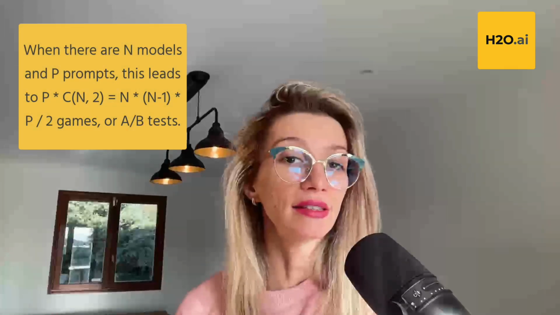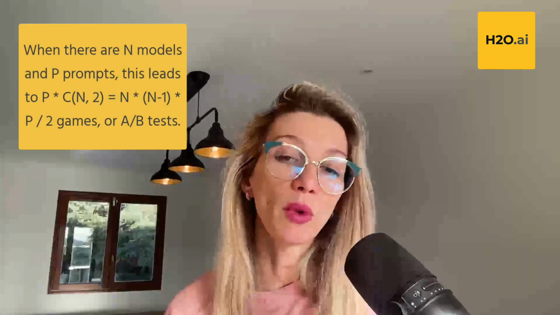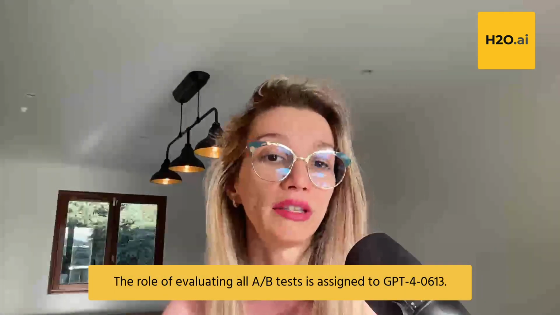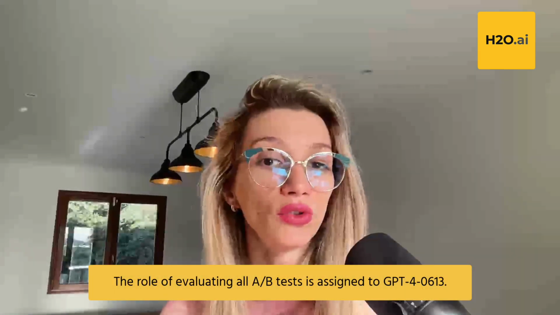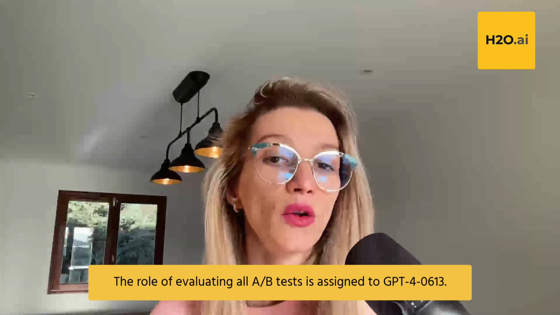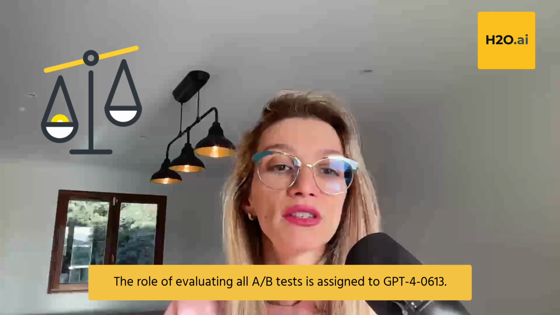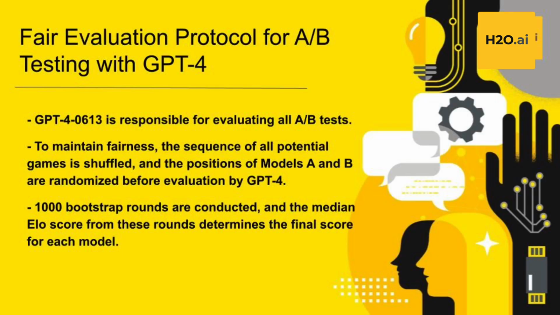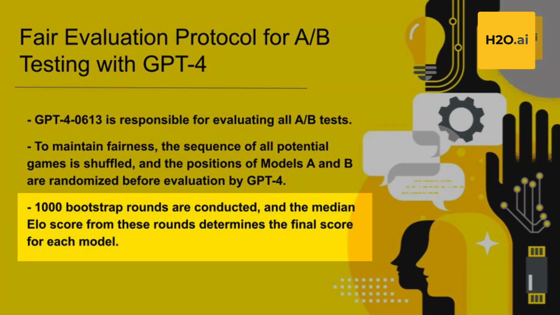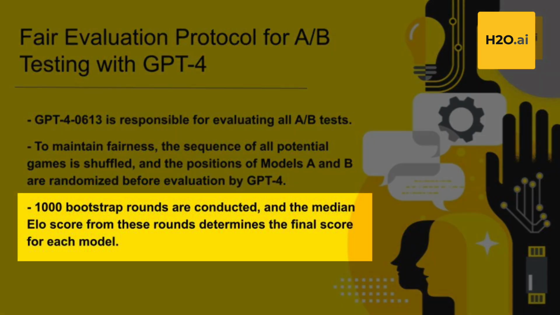Each prompt sets the stage for a competition between every model on the leaderboard. The role of evaluating all A/B tests is assigned to GPT-4 0613. To ensure fairness, the sequence of all possible games is shuffled and the positions of models A and B are randomized before being sent to GPT-4 for evaluation. A total of 1,000 bootstrap rounds are run, and the median ELO score from these rounds is considered the final score for each model. Before proceeding with the demonstration, let's see one more final consideration.